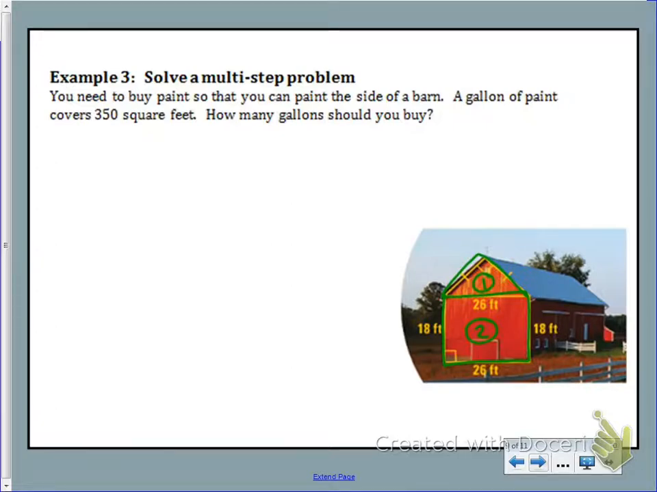Well, this is what we call a composite figure. We don't have a way to calculate the area of this entire shape at once, so we're going to divide it into two different shapes. Like I said, a right triangle and a rectangle. So let's start by calculating the area of the right triangle.